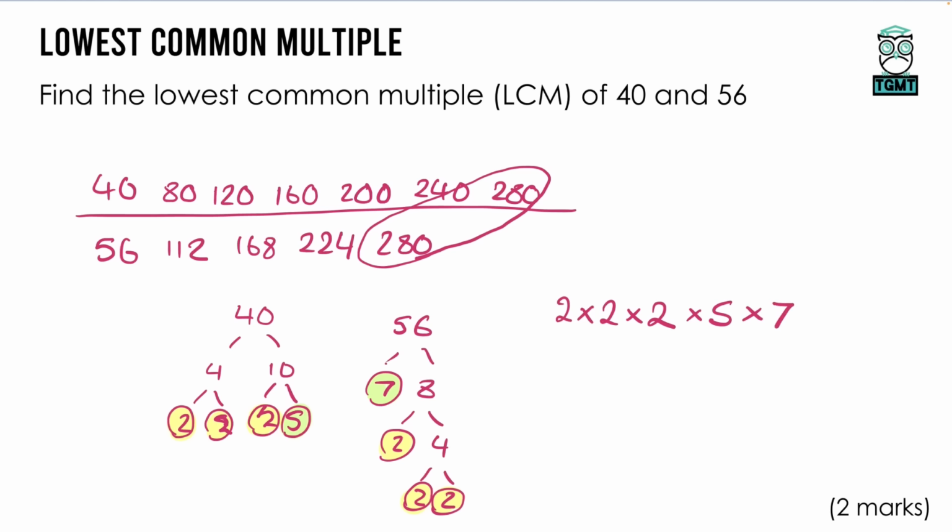I can type that in on the calculator. So 2 times 2 times 2 times 5 times 7, click equals, and we get the answer 280.